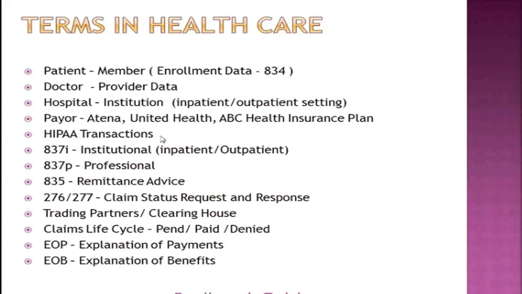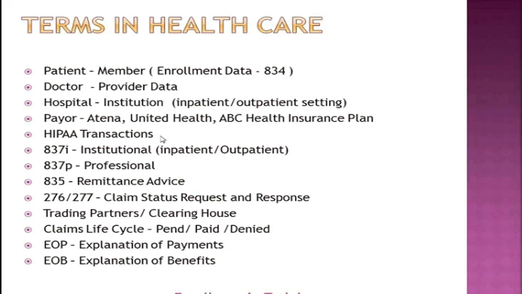835, think of this as an electronic check. It's called a remittance advice. So doctors must get paid. Once you process the claim, we send an 835 to the payment gateway, so you actually get a payment. Think of this as something like a wire transfer. It's not exactly a wire transfer, but it's very closely related to that because that has payment information and such.